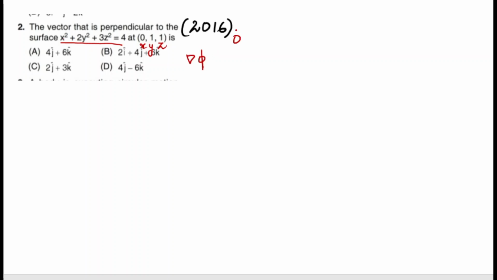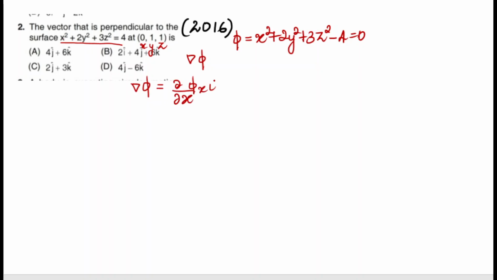What is the phi? The phi they have given to be x square plus 2 times y square plus 3 times z square minus 4, that is equal to 0. Now, what is the formula to find the gradient of phi in the Cartesian coordinate system? I'm going to rewrite here: dou divided by dou x into phi x i cap plus dou divided by dou y into phi y j cap plus dou divided by dou z into phi z into k cap.